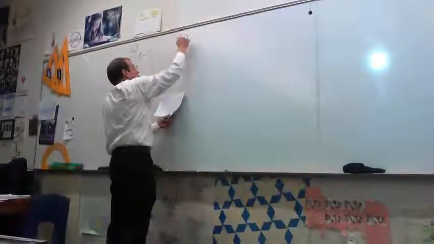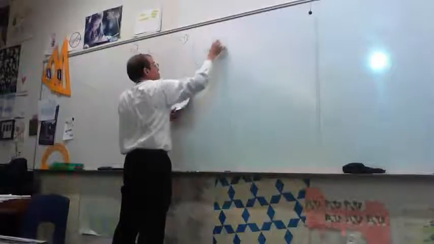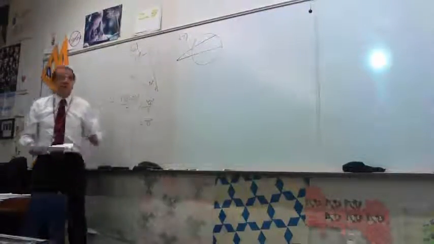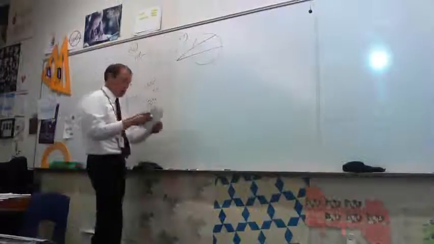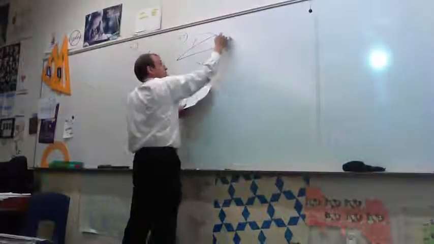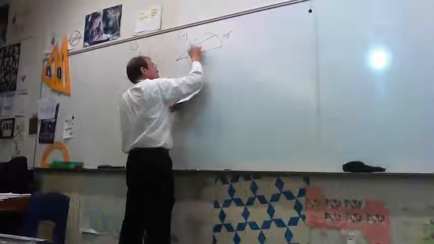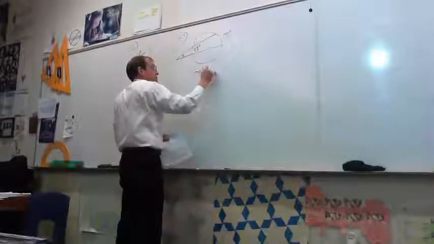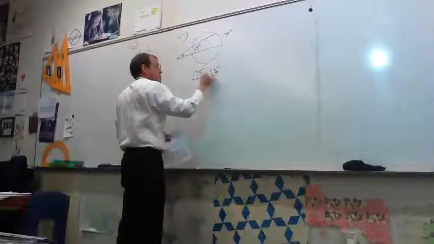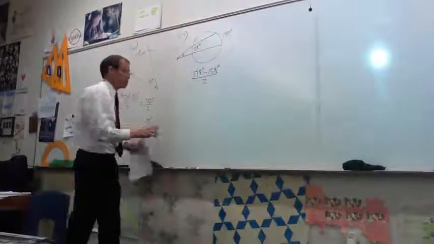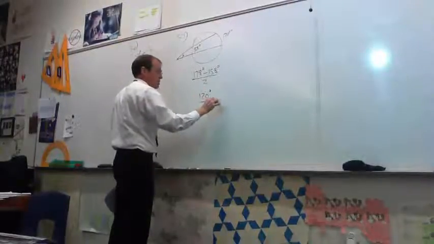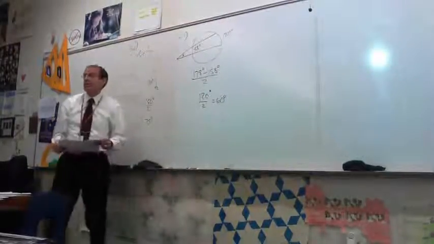37 is the same kind of question. We have two line segments that meet outside the circle, so we're going to do the difference again. It's 178 degrees here and 58 degrees here. So it's 178 minus 58 divided by 2, which I believe is 120 divided by 2, so the answer is 60 degrees. Okay?